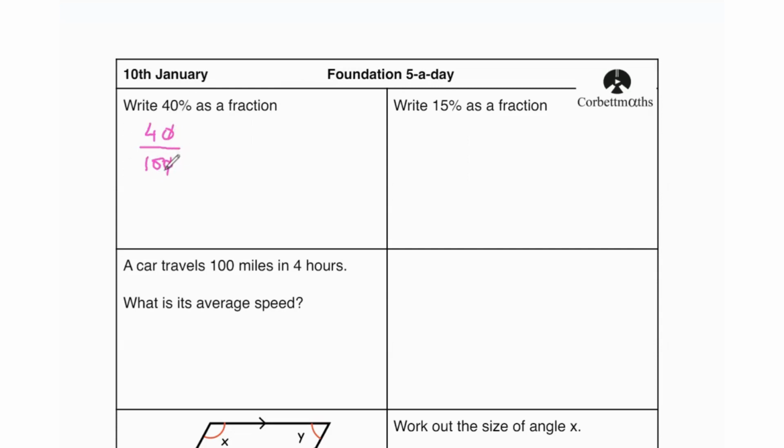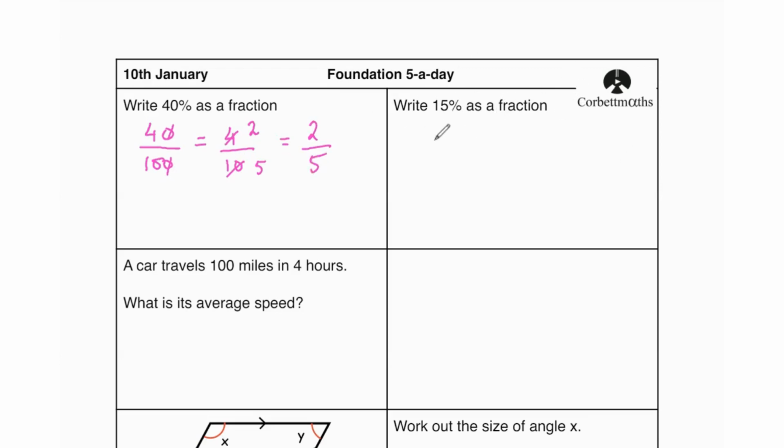We can't cancel the second 0 out because there aren't two zeros in 40. There's just one 0. Hence, we can only cancel out one 0. So now we have 4 over 10. We know 4 is 2 times 2 and 10 is 2 times 5. So 2 over 5 is your answer.